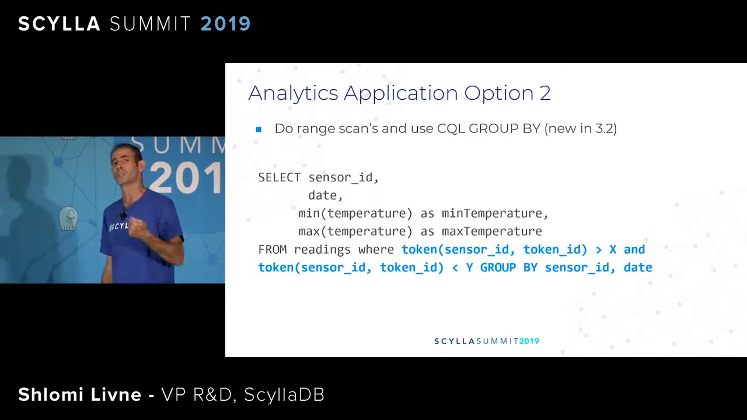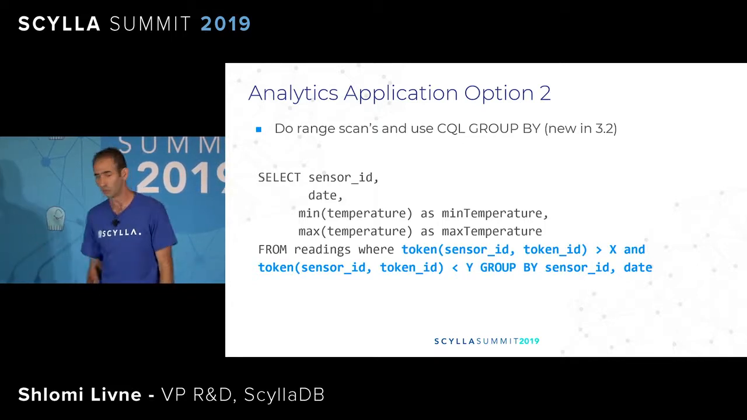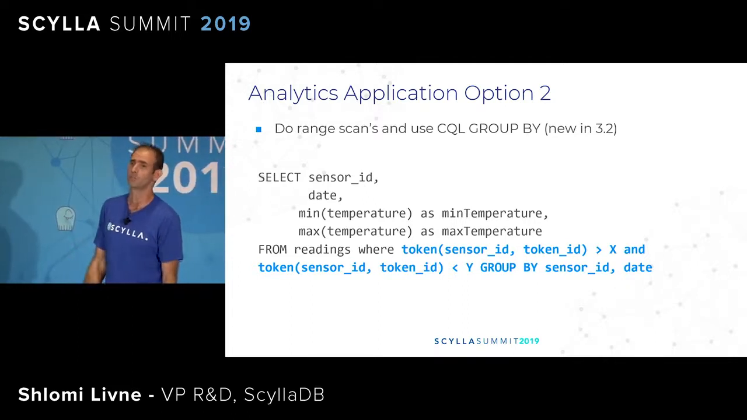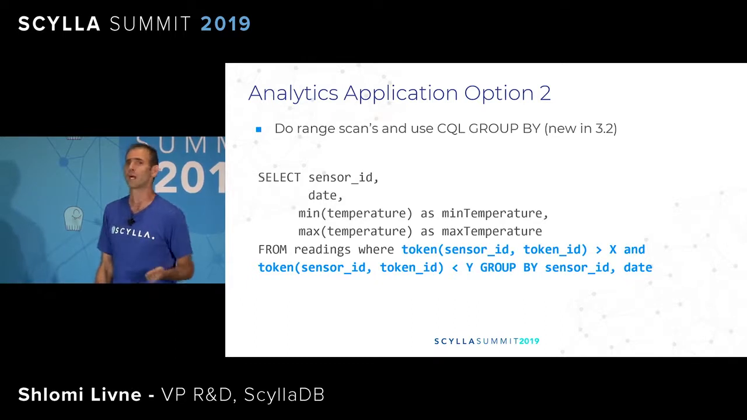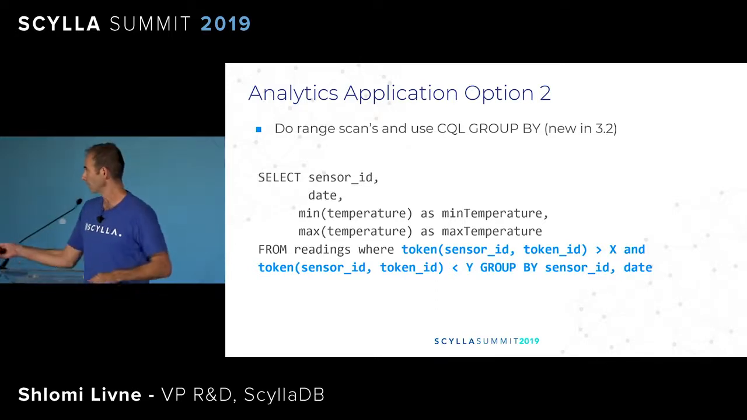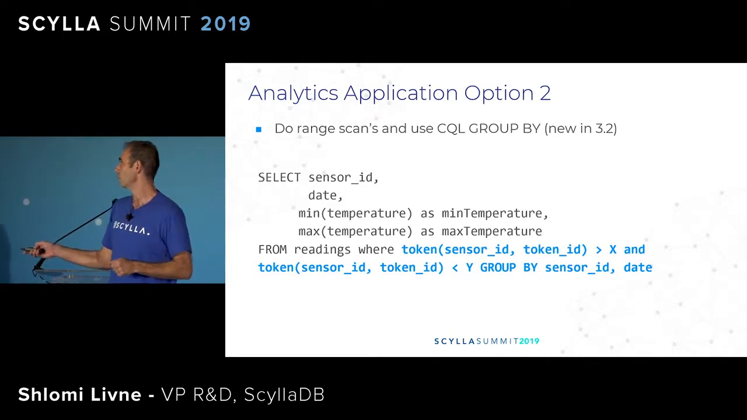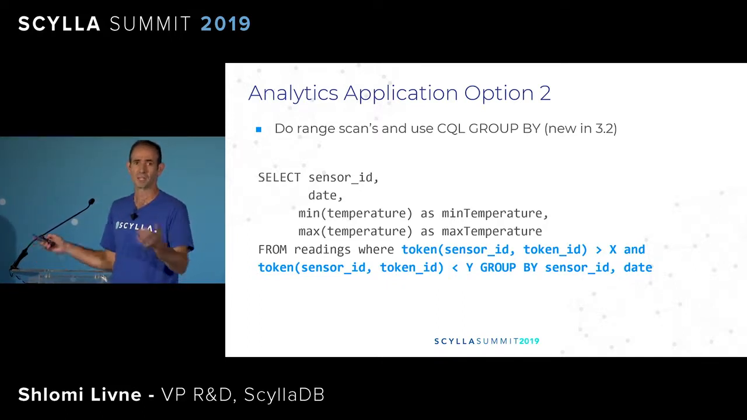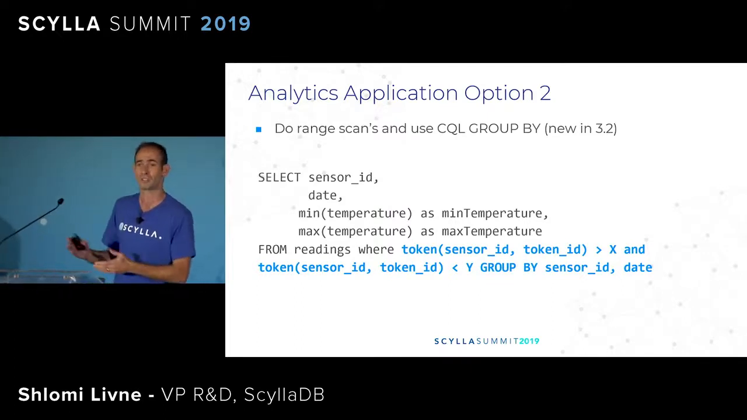And what is option number 2? Option number 2 is going to use SQL group by that is going to be part of 3.2. And what SQL group by allows you to do is to condense multiple rows into a single row. So if I have a set of rows condensed, an aggregate function will be operated over those rows. So basically, my query is going to compute the minimum and maximum, grouping over sensor ID and date.